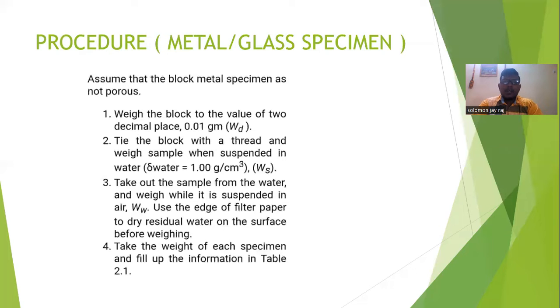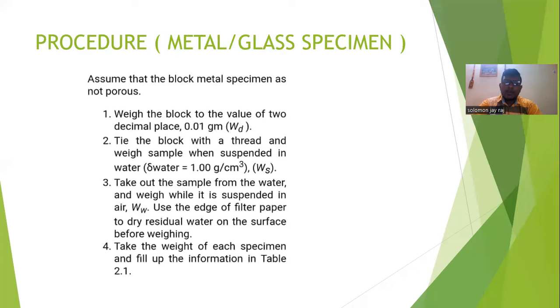Next is the procedure used for metal and glass. Here we use the specimens of aluminium, metal, and glass, where we assume the specimen's block is non-porous. First, we weigh the block, getting the value to 2 decimal places. Then tie the block with the thread and weigh the sample suspended in water.